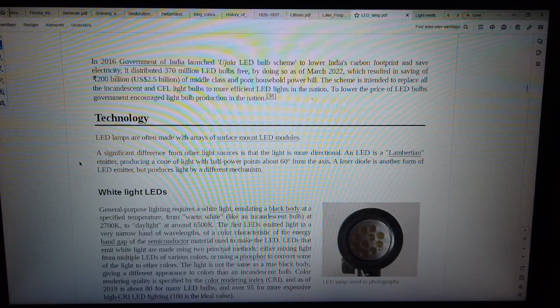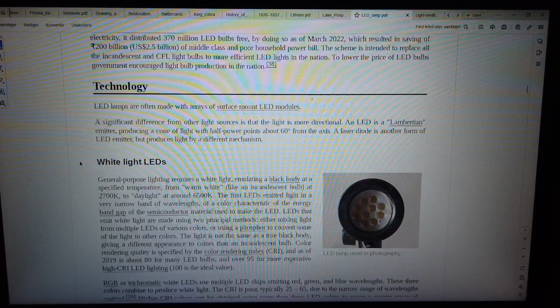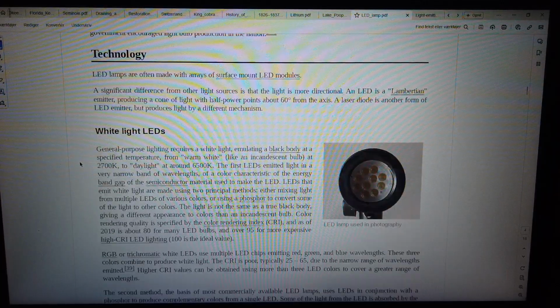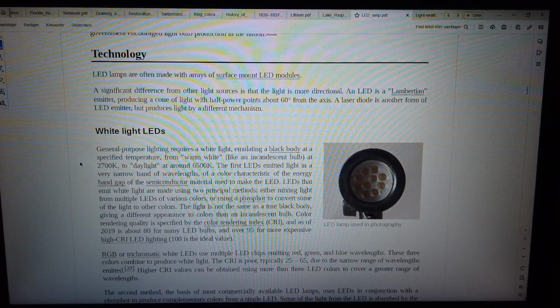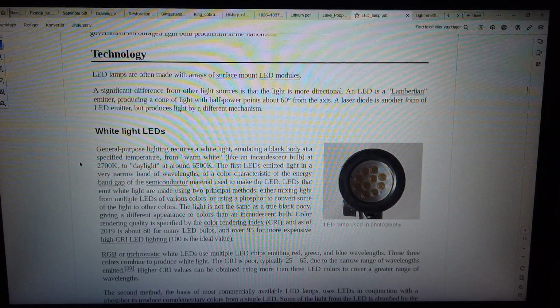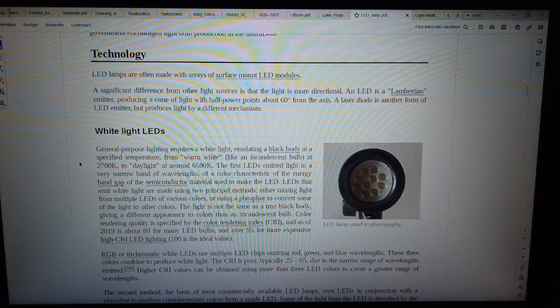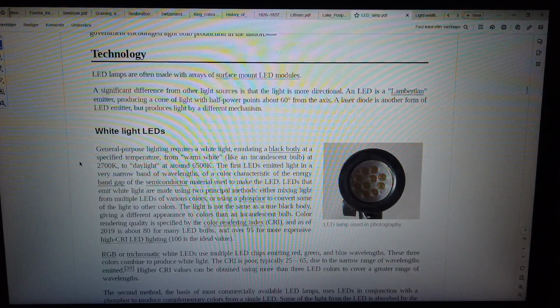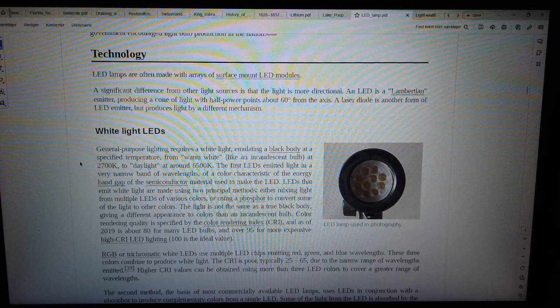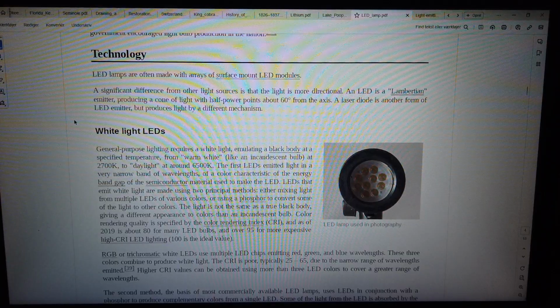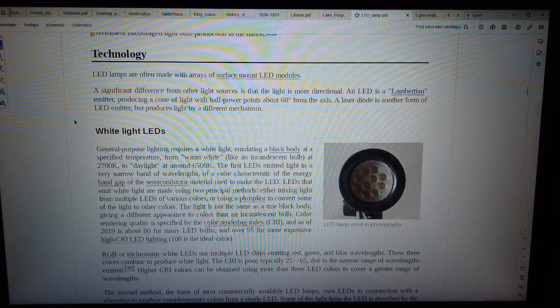Technology. LED lamps are often made with arrays of surface mount LED modules. A significant difference from other light sources is that the light is more directional. An LED is a Lambertian emitter, producing a cone of light with half power points about 60 degrees from the axis. A laser diode is another form of LED emitter, but produces light by a different mechanism.